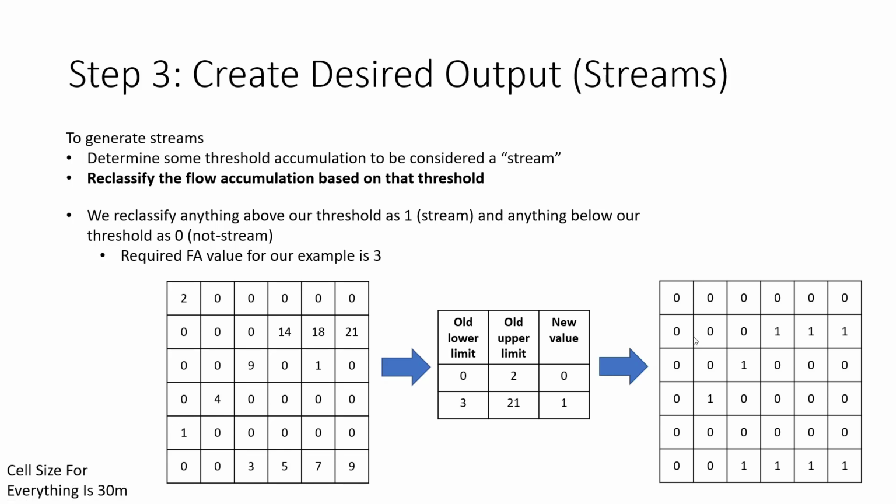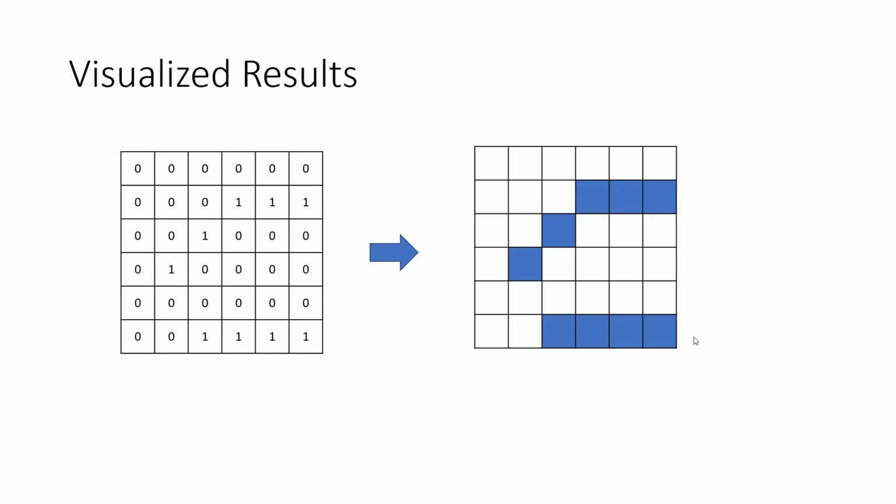So just to visualize our results, we can take our binary reclassified table and color code it. And you can see that we have a river that flows like this, and we have a river that flows like that. It's a little bit easier to see color coded as opposed to binary numbers. So hopefully that made sense.